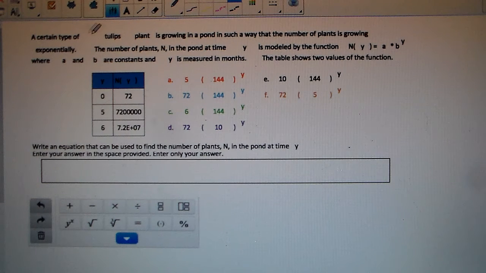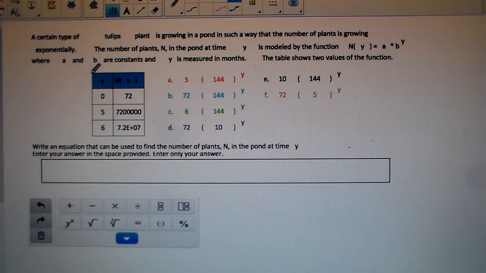It says a certain type of tulips plant is growing in a pond in such a way that the number of plants is growing exponentially. The number of plants, n, in the pond at time y is modeled by the function n(y) equals a times b to the power of y, where a and b are constants and y is measured in months. The table shows two values of the function.